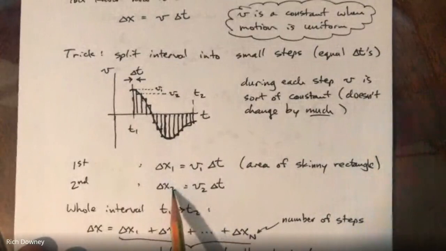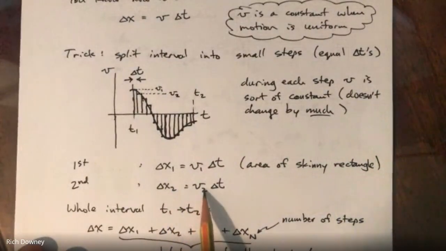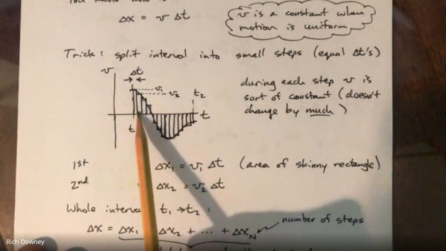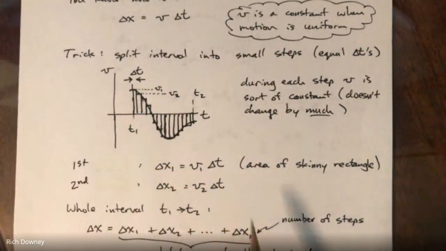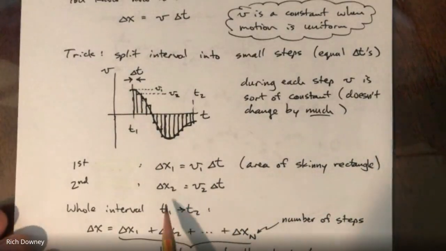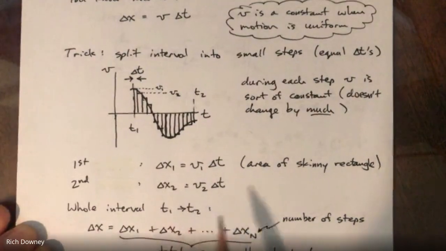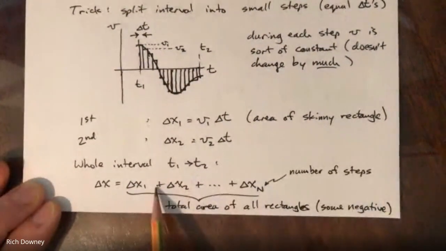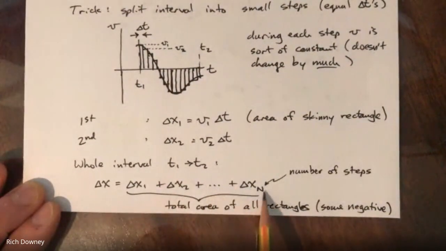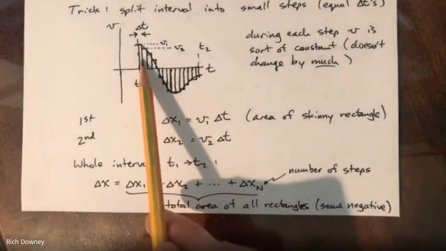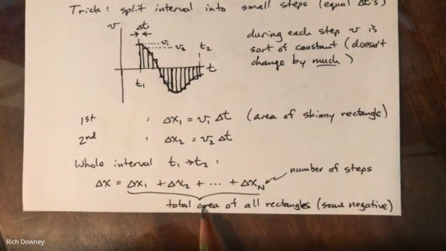For the second step, we'd have a different delta x. It would be the v of that step, v2, times the same delta t. A little bit shorter rectangle, same width, so a little bit less area. Now, if we want to know the delta x over the entire interval from t1 to t2, we have to add up all our little delta x1, delta x2, and so forth, all the way up to the last one. And of course, each one of these delta x's being an area, what we're getting is the total area of all the rectangles.